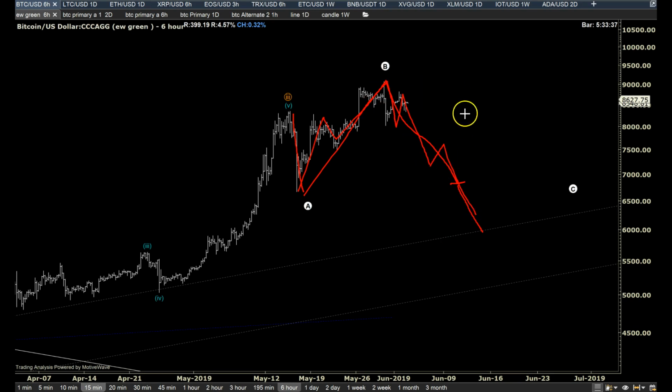Right? So it's very important for this to be a running flat or an expanded flat, that this move gets going to the downside in an aggressive manner, and this way you complete this wave C. Alright, it's a great wave to trade. Wave C's are amazing and they're fast and furious. But Bitcoin needs to prove that and get going.